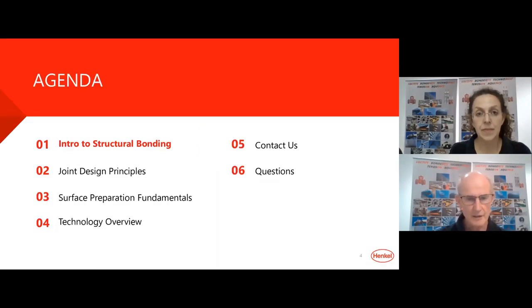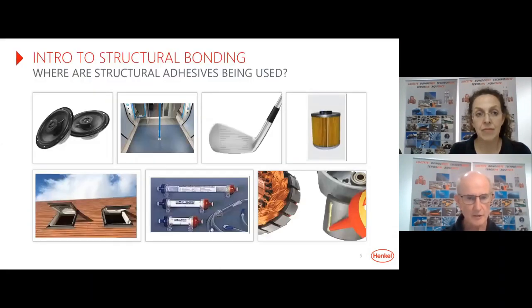So we're going to go through a number of different things in structural bonding. To start off with, I'll show you a few examples here. In the top left there, you can see some loudspeakers. There are a number of different adhesives used in a loudspeaker, bonding the magnets, the cone, the coil and the surround. Because of the variety of different materials in there, you cannot manufacture a loudspeaker without using adhesives, and they've been manufacturing loudspeakers with adhesives for more than 40 years. So if you don't believe in adhesives, don't listen to a loudspeaker.